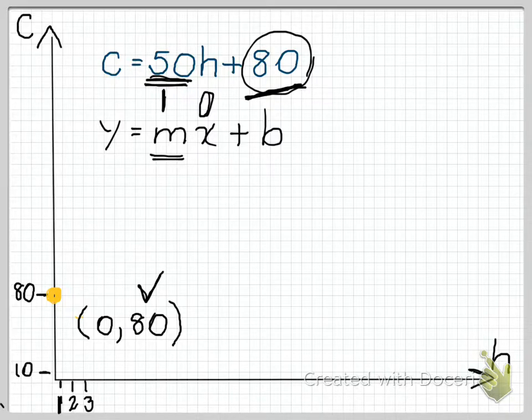So I've scaled my axis where each notch is $10. So I'm going to rise up 50. 1, 2, 3, 4, 5. That's 50. And since the denominator of the 50 is 1, I'm going to run over by 1 unit. Land, make my point, and then I'm going to connect the dots. And that's my straight line.